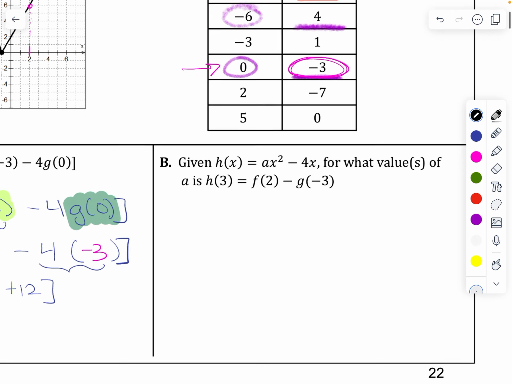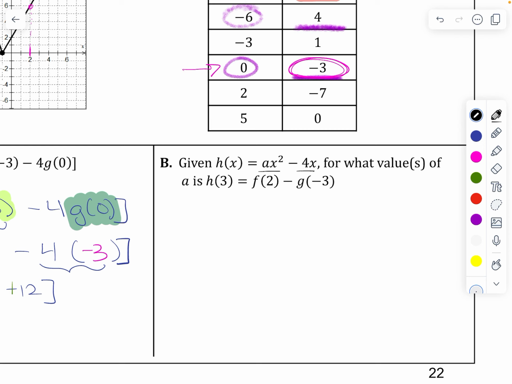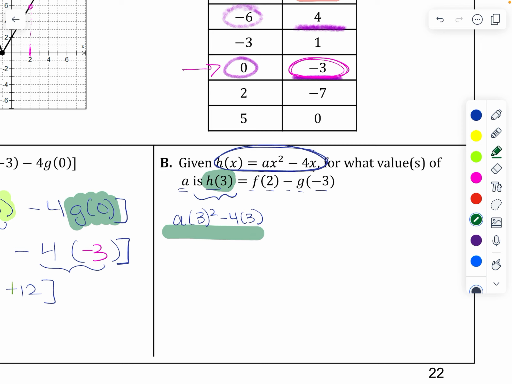Part B, it says given h of x equals ax squared minus 4x, so remember a is an unknown, what values of a make h of 3 equal to f of 2 minus g of -3? So first we need to find some values here, okay? Number 1, I want to find what h of 3 is. If this is my h, h of 3 is going to be written as a times, instead of x, we use 3 squared minus 4 times 3, okay? So all of this, h of 3, is this.